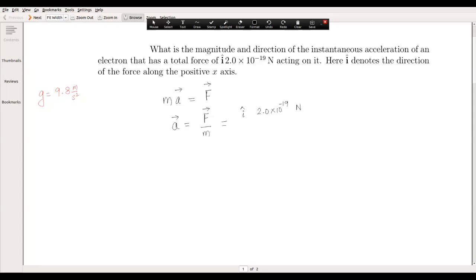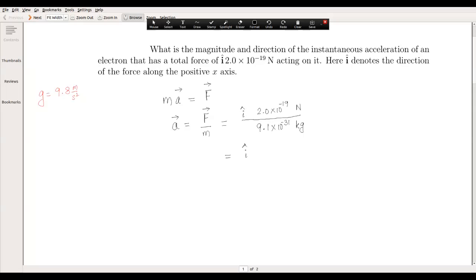And now we want to divide this by mass. And in this case, it's the mass of the electron. We're talking about the force acting on an electron, and an electron is really tiny. So it's 9.1 times 10 raised to minus 31 kg. So force is really small, but then the mass is significantly smaller, minus 19 and minus 31. When we put this together, the direction of the acceleration stays in the direction of the force itself. So that's still i hat.